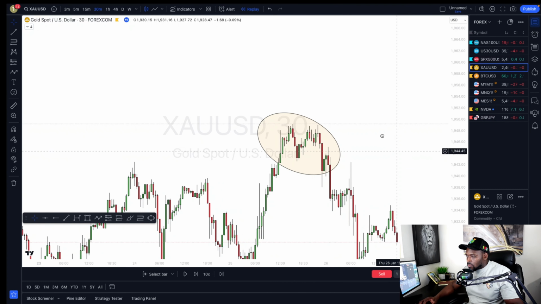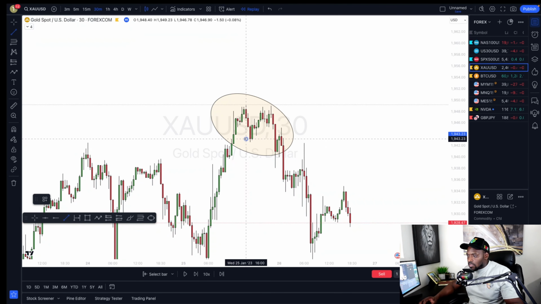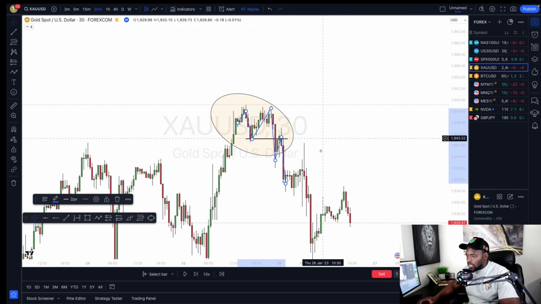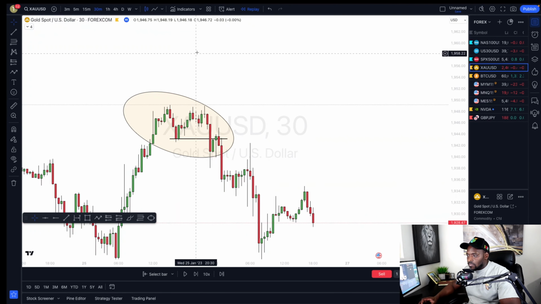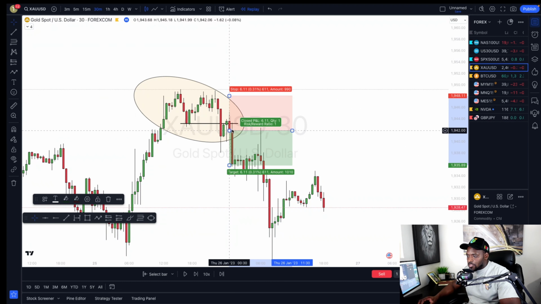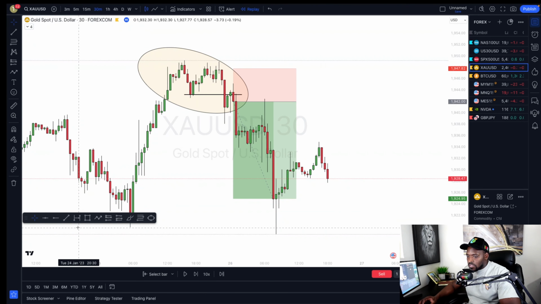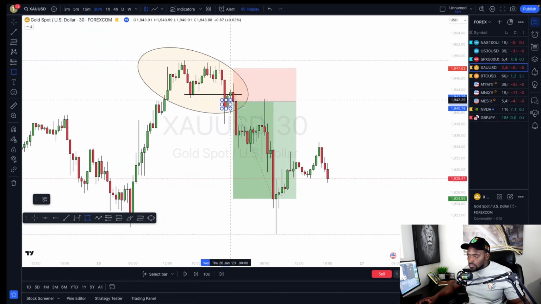And what do we see? We see a structure created, broken, and retested, right? We see a structure created and now broken, retested, entry, take it down. My entry would have been here. Your stop loss, you can put it wherever you want. And it turns out to be a great risk to reward, and even gave another entry there.